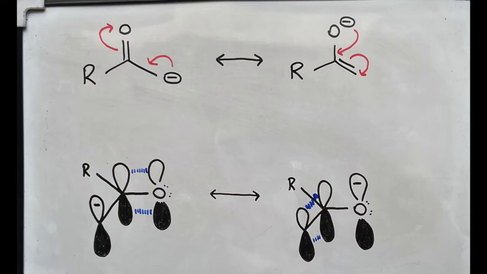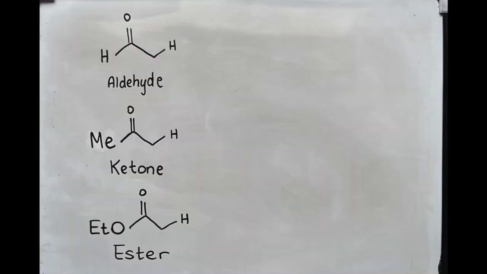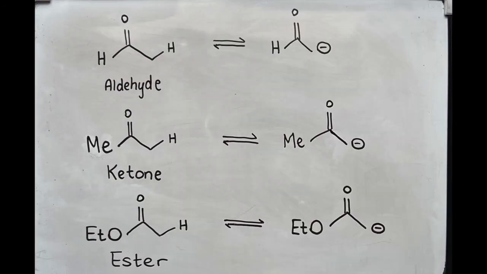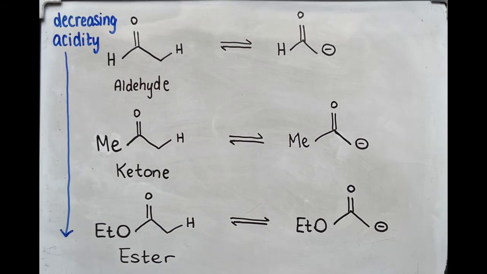To reiterate, this delocalization is possible because we have a set of sp2 hybridized atoms whose p orbitals are aligned in the same plane. This allows the movement of the pi bond and the negative charge within the system. How would the acidity of an aldehyde compare to a ketone or an ester? Take these three compounds and their conjugate bases. We actually observe that acidity decreases down this series.